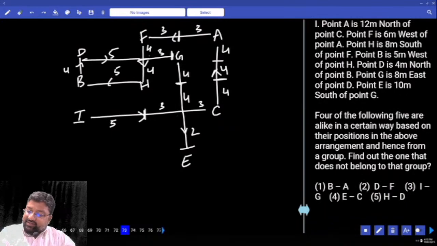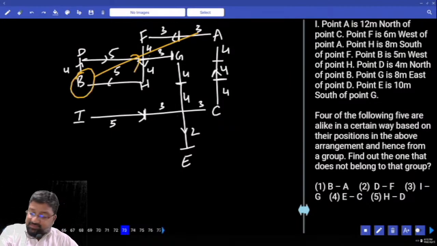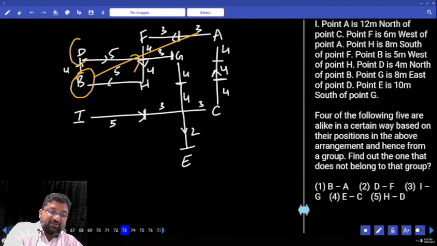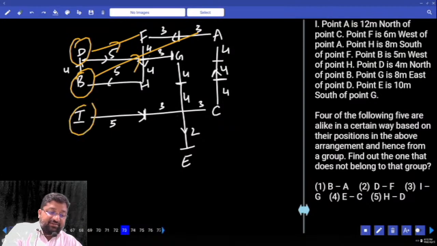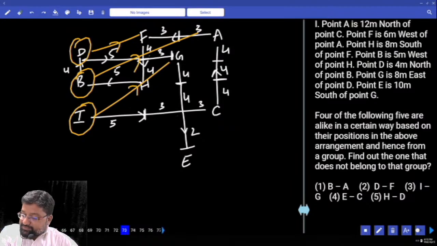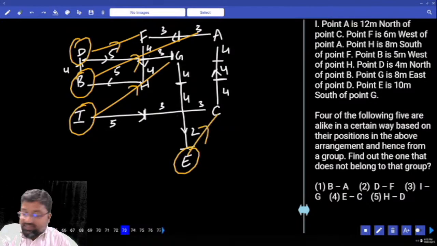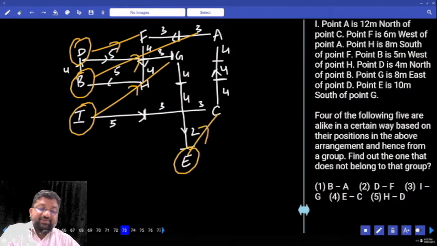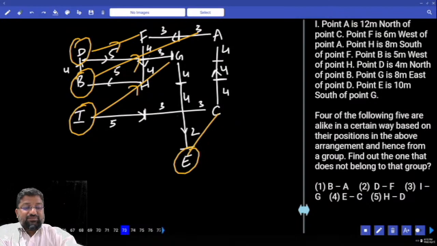4 out of the following 5 are alike in a certain way based on their positions in the above arrangement and hence form a group. Find the one that does not belong to the group. B and A: with respect to B, it is northeast. D and F: with respect to D, this is also northeast. I and G: with respect to I, it is also northeast. E and C: with respect to E also northeast. H and D: what's happening with H and D? Northwest, the opposite. So which option is my answer?